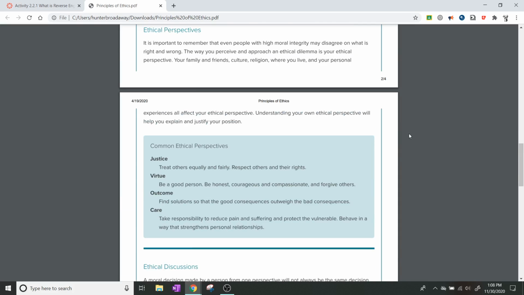There are a lot of ethical perspectives, and these ethical perspectives are basically how you view the world, the way you perceive and approach an ethical dilemma. So these ethical perspectives are going to be kind of like how you solve the problem. One of those is justice, where you want to try to treat each other equally and fairly. Another way to think about this is through the virtue approach, which is to, in general, try to be a good person, or if you're a company, be a good company.